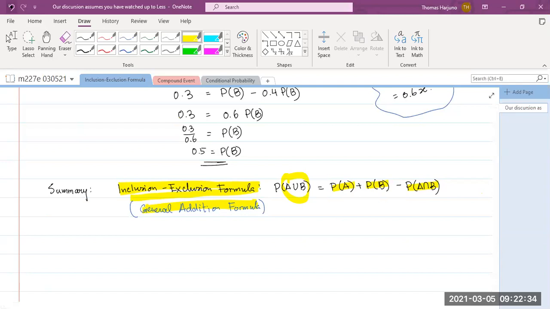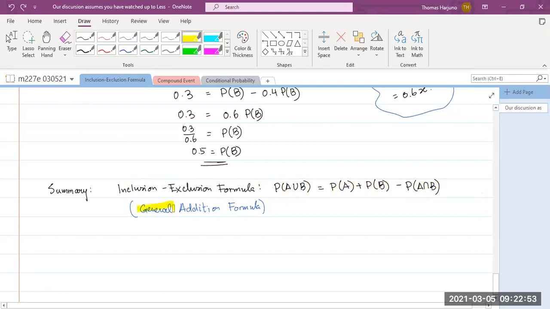If our textbook had used the term inclusion exclusion formula, then I would tell you this as the general addition formula. So this guy has two names. I want you to know both names. Still, you need to know that this is the general addition formula. This is the general form.